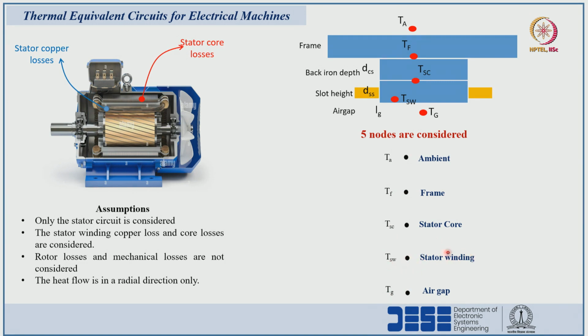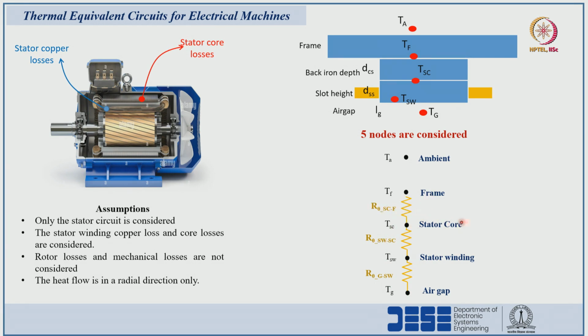Let us consider the stator winding as the highest operating temperature point or heat generating source, if I consider the stator copper loss. So, heat can flow towards the air gap or heat can flow towards the core. First we will see with respect to the stator winding to air gap: through the air gap it is flowing, that is the thermal resistance from air gap to stator winding. Next, the thermal resistance from stator winding to stator core, what is the resistance value.